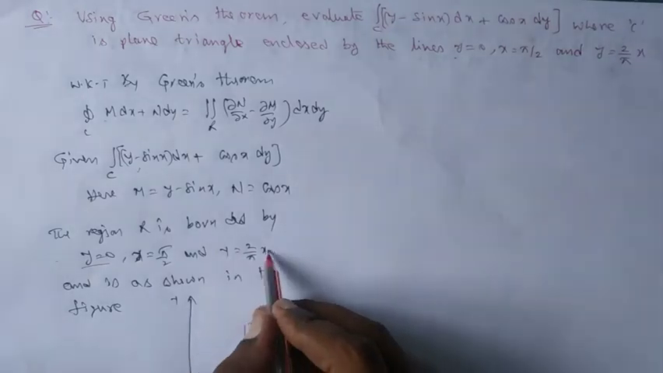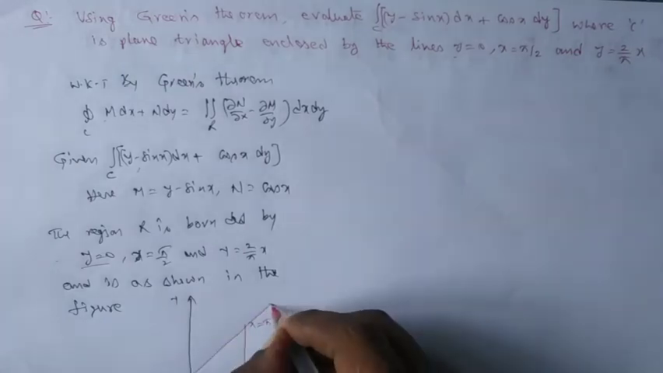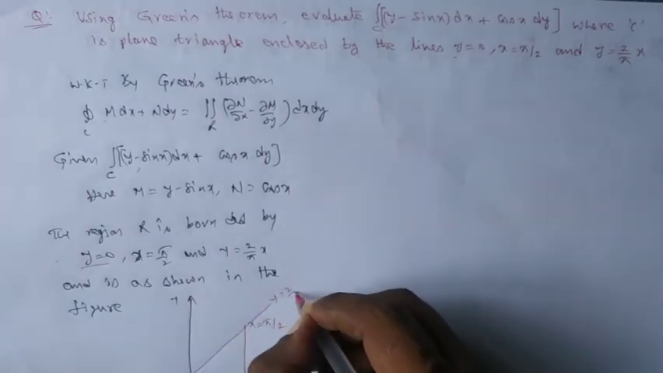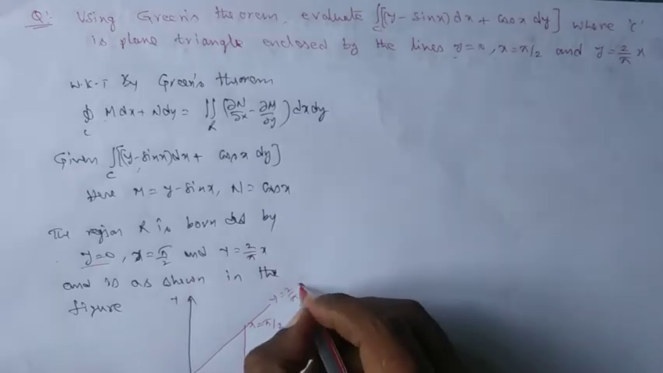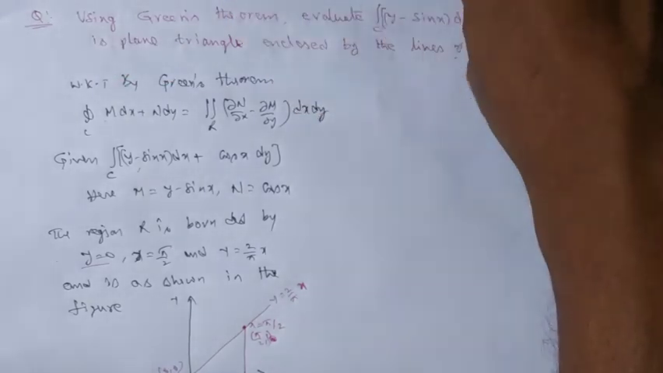And y equal to mx form. Y equal to mx is a straight line passing through the origin, and it is like y equal to 2 by pi times x. So definitely these two are intersecting. If you substitute x equal to pi by 2 here, it is 1. So this point is pi by 2 comma 1, and this point is pi by 2 comma 0, and this is 0 comma 0, you know. So this is our shaded region.